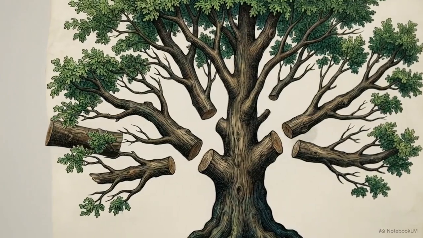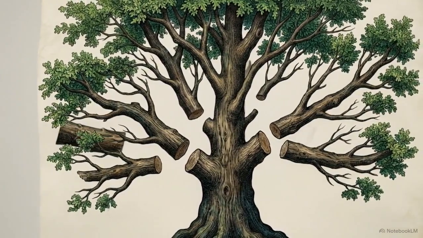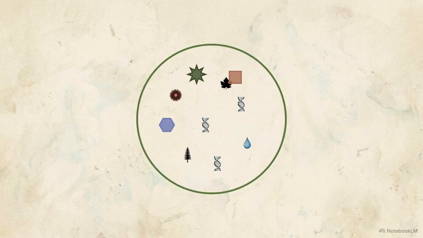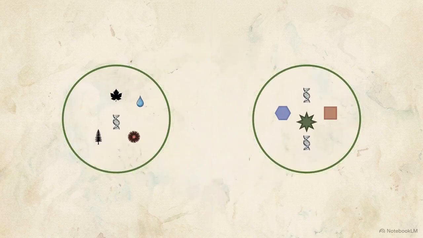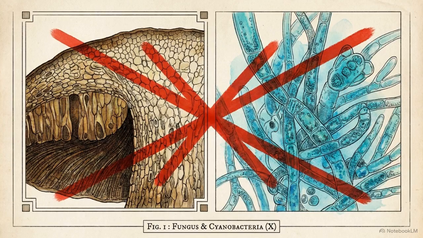Massive sections of the botanical world were violently pruned away. Analysis of cellular machinery eventually forced a divorce between entirely different domains of life. Fungi, characterized by chitin-based walls, and cyanobacteria, once called blue-green algae, were formally evicted from the plant kingdom.